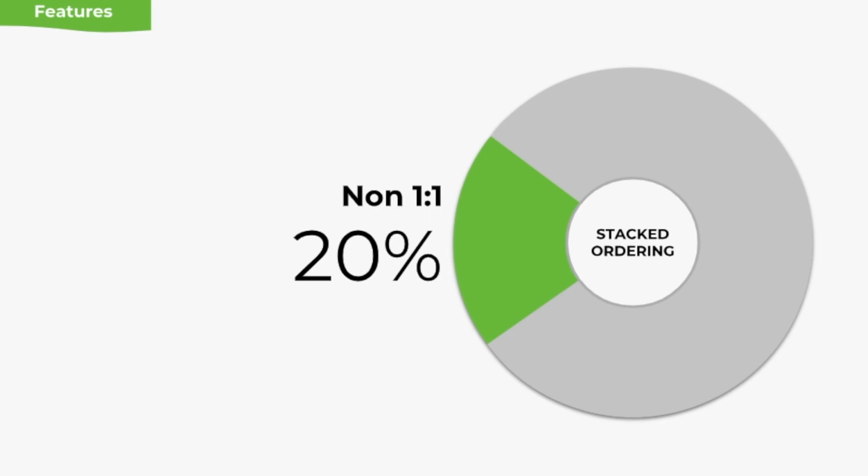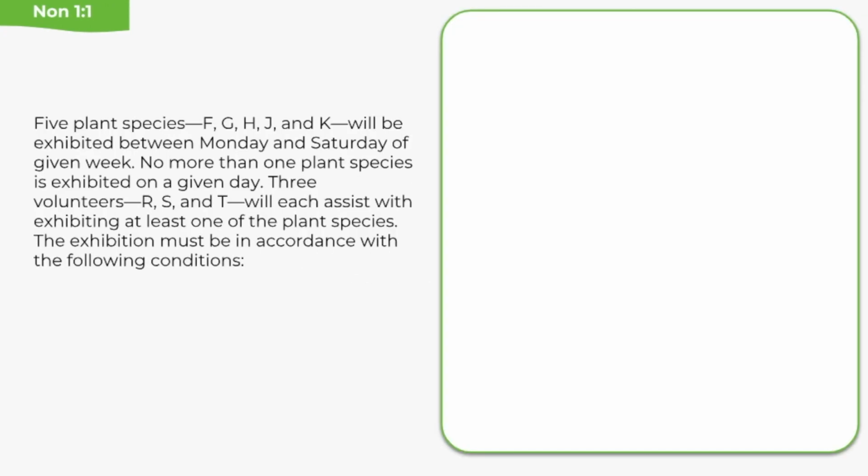And this is where you have an uneven number of players to positions. So you might have a game where you have 5 plant species, F, G, H, J, and K, and they're going to be exhibited between Monday and Saturday of a given week. So no more than 1 plant species is exhibited on a given day. And then we've got these 3 volunteers, R, S, and T, who will each assist with exhibiting at least one of the plant species. Some differences here.